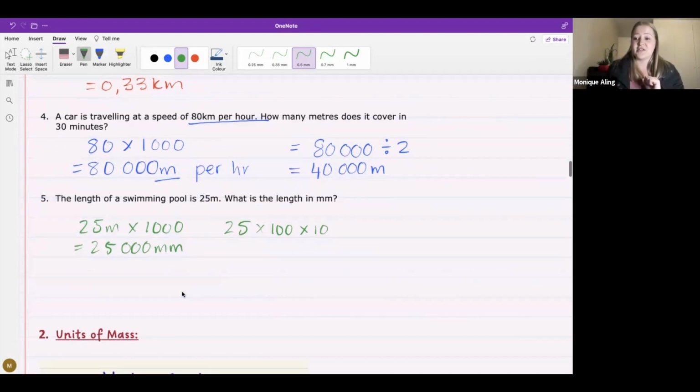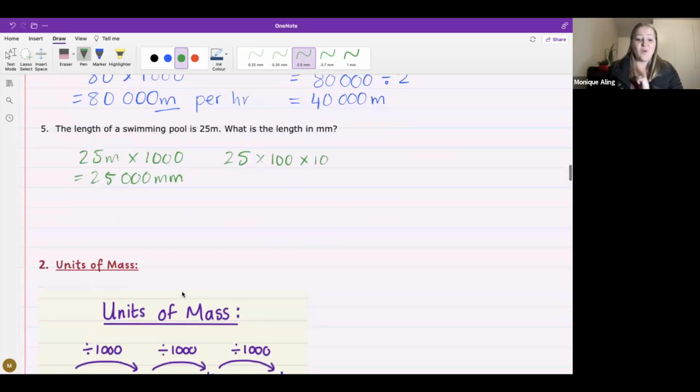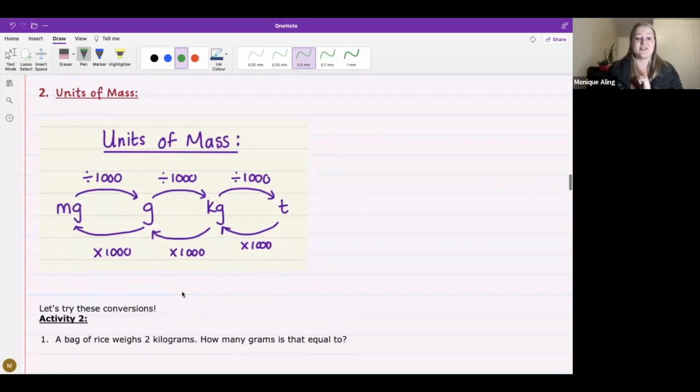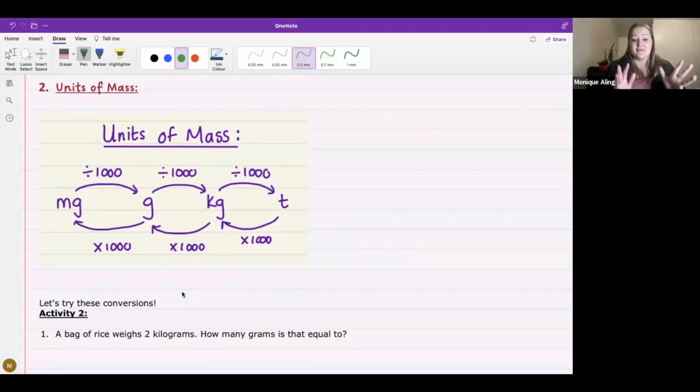Okay, so those are units of length and distance: centimeters, millimeters, kilometers, etc. Now we're going to look at units of mass. So that is our grams, milligrams, tons, kilograms, etc. And again, the famous little diagram. This one is slightly easier. As long as you know the order of the units, it's 1,000 between each of them. So you need to know when you're dividing or when you're timesing by 1,000.